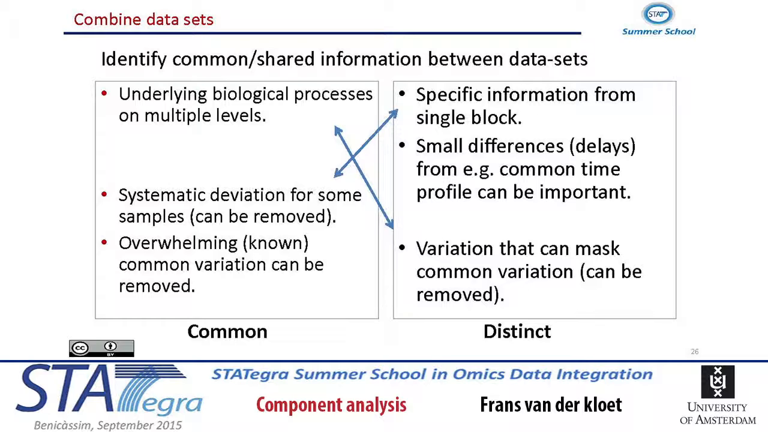And if I want to look at individual blocks, I can remove my common variation, because individual or distinctive information can also be very important. For example, differences from a common time profile could be important. Okay, my mRNA works like this, and my microRNA also goes along for a long time. Then at time point 6, it behaves completely different. I've got some additional information there, and I would really want to identify that.